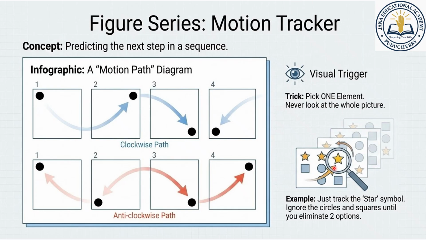If you look at the star, always look at the star in all four pictures of the sequence. If you look at the triangle or the rectangle, do the same thing, next also.